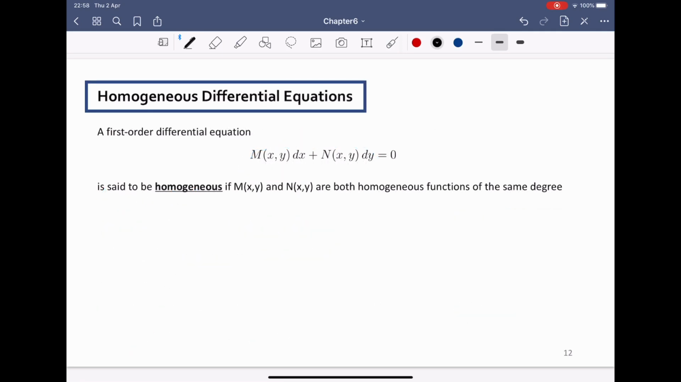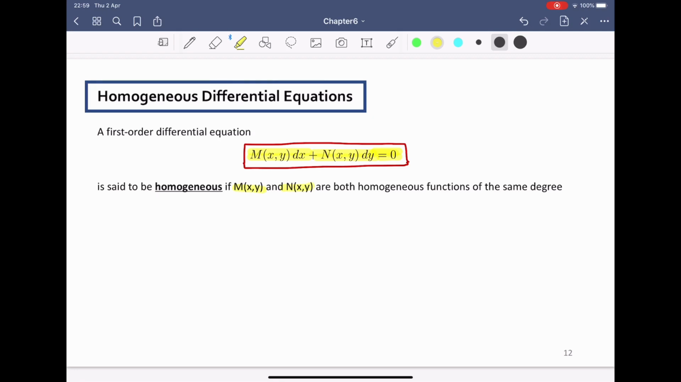Alright, now let's move to the definition of homogeneous differential equations. A first order differential equation in the form M(x, y) dx plus N(x, y) dy equal to 0 is said to be homogeneous if M and N are both homogeneous functions of the same degree. So once you have a differential equation, you have to simplify it to the standard form M dx plus N dy equal to 0.